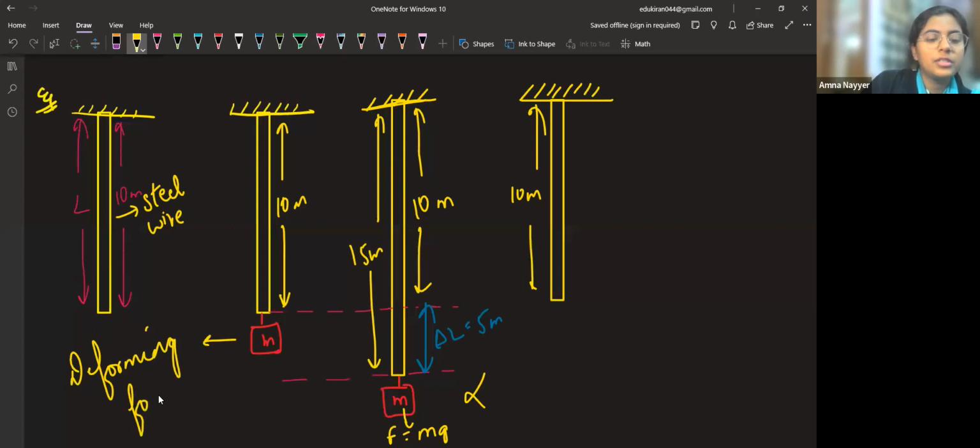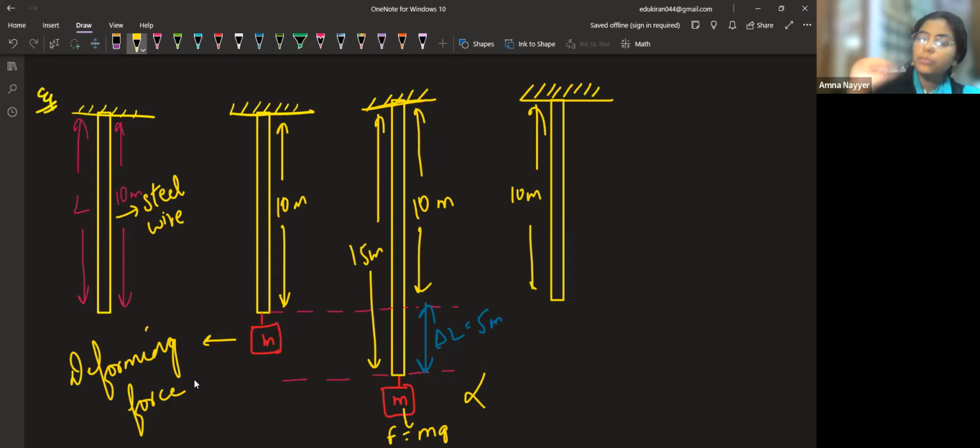These type of forces are known as deforming forces. So this was a deforming force here. How do we know that this was a deforming force? Because a deformity was produced. The length, which was originally 10 meters, now it has increased up to 15 meters. So this deforming force was there.